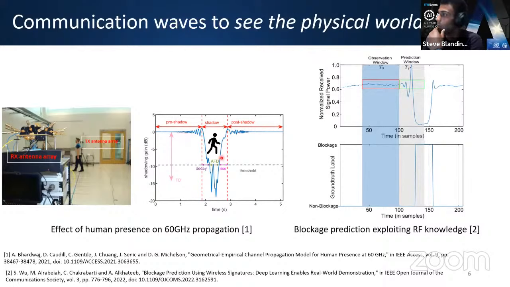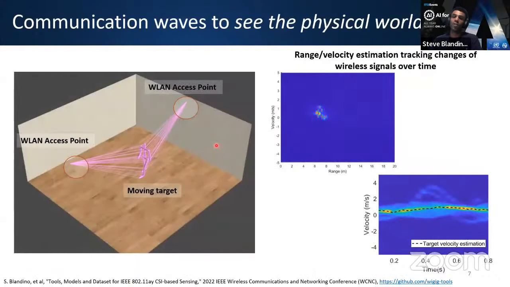And this is what other people have done in the literature. What they did was to observe the signal variation over a limited amount of time. And basically, if they see this particular pattern due to the interaction between the body and the signal, they could predict the presence of someone blocking the signal. So this is a first example of how communication waves can work. This is another study that we did last year.